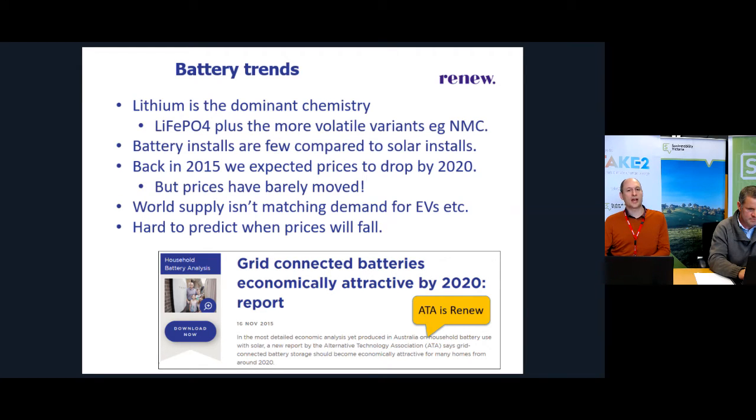There was one called Aquion, which is an aqueous, basically saltwater battery. The company in the US went into Chapter 13 bankruptcy, and it hasn't really been a thing since then. I don't think you could actually get one of those installed now if you wanted to. There have been other technologies out there.